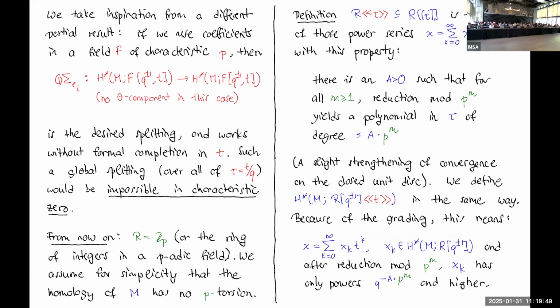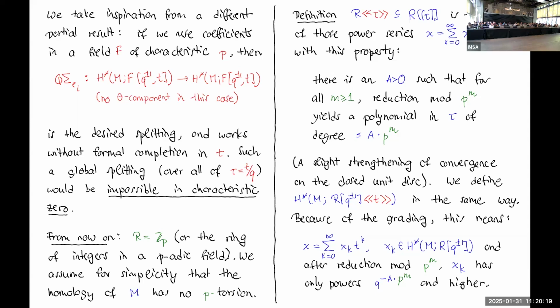So from now on, I'll assume cohomology with coefficients in Z_p, the p-adic integers, or you can take the ring of integers in a p-adic number field. Just don't ask me any questions about rings of integers in p-adic number fields, please, because I don't know anything about them. Because it's this kind of mixed characteristic thing, I will assume for simplicity that the homology of M is torsion free, or at least p-torsion free. At least if P is large, that shouldn't be a problem.